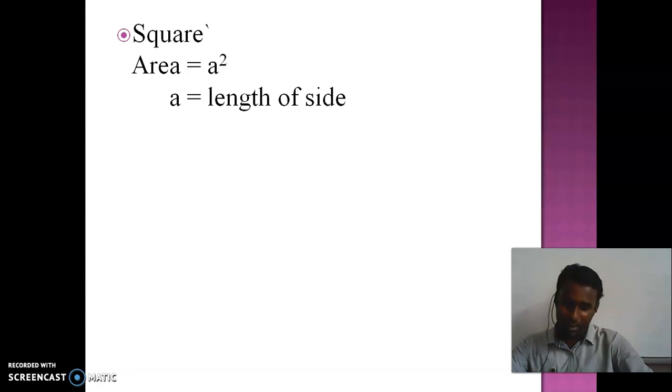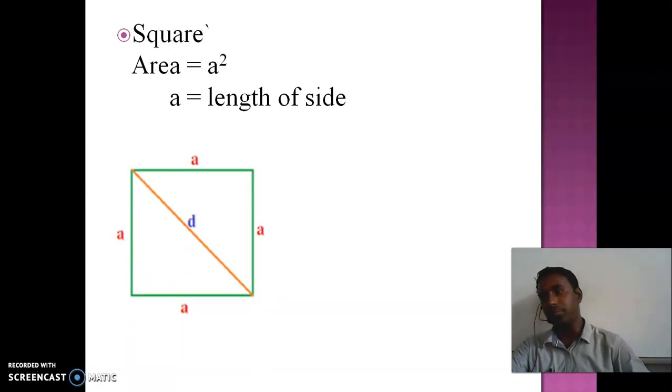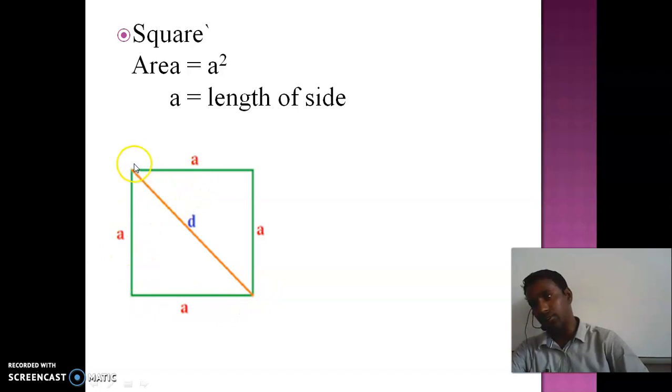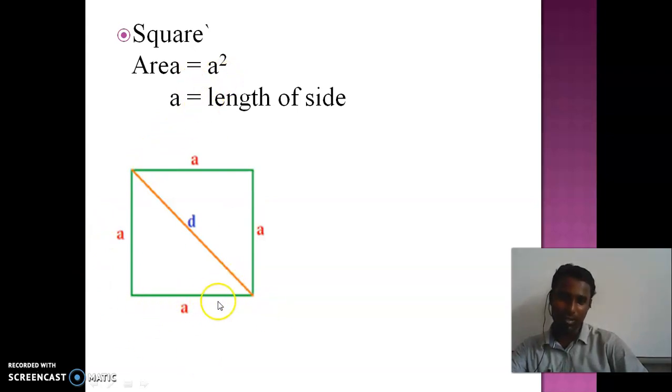In your book they have given the square. You know already that square means all the sides are equal. What is the square's area? See here, here also a, here also a. So 4 times a, if you are considering the total length, is the perimeter. But what would your area be? This length alongside and this breadth alongside. If we multiply, a into a, so the area is considered as a square.